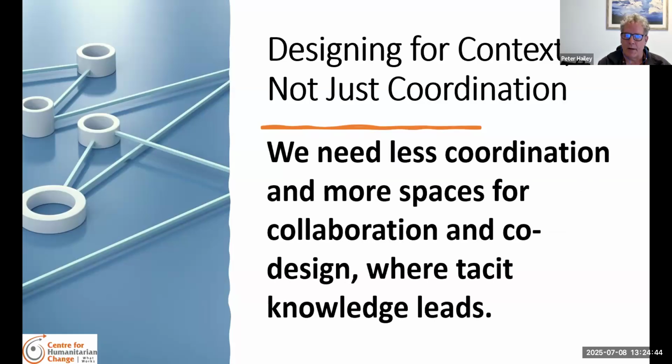Next, yeah. So one of the things that I'm particularly worried about at the moment with the rollout of area-based coordination is that we're focusing on coordination in the sense that we've been doing it before, the 5 Ws and those types of things, and not concentrating on how we use those opportunities to make space for collaboration, make space for co-design, and making sure that it's tacit knowledge that leads, not some kind of policy or guidelines or report that's coming from above. Next, please.